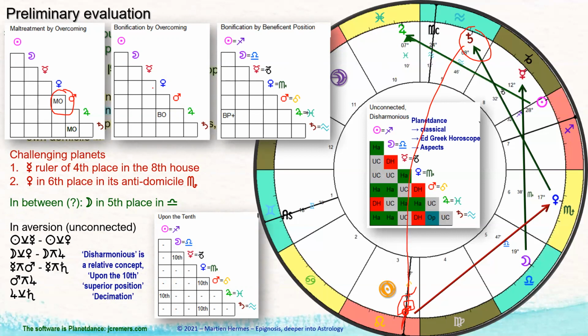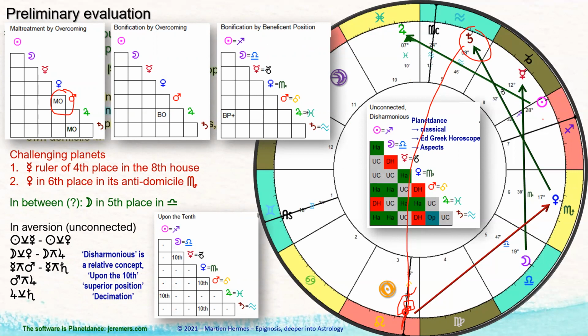But we also have bonification by overcoming. So when you look at Venus, here it is. If you look at this, you see that Jupiter and Venus have a trine because they go from two water-like images, Scorpio to Pisces. So Venus is a bonification for Jupiter. So that's a good place and a good delineation resulting from it. And here you have bonification by beneficent position.